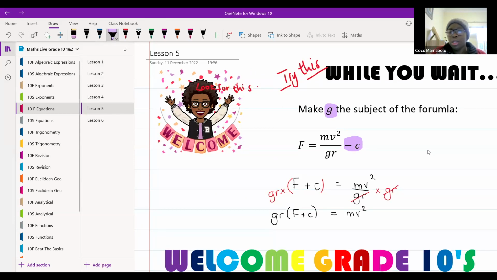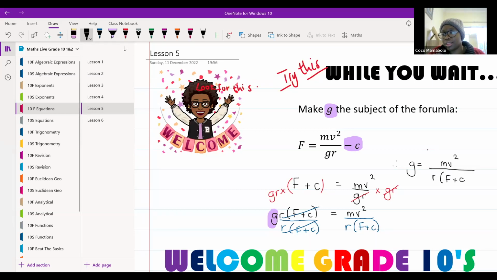And then that really helps me because I want G on its own. I'm going to divide by everything else that is not G. So I'm going to divide this side by R times F plus C. And whatever I do to the left-hand side, I'm going to do to the right-hand side as well. R times F plus C. All right, R times F plus C will cancel and R times F plus C will cancel. Therefore, G will be equal to mv squared over R times F plus C. All right, and that's the final answer we're looking for.